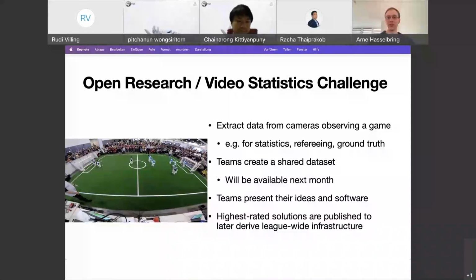And last challenge is the open research challenge about video statistics and video analysis, which is about extracting data from a camera that is put on the side of the field. And there are many applications for this, for example, statistics, but also refereeing if it can be done live, or getting ground truth data. The challenge actually already started. The teams label data to establish a common data set, which will be available next month. And then at RoboCup, teams will present their ideas and software that they have created for this challenge, and the results are released, and then we hope to establish some infrastructure, for example, for statistics that we can generally use.